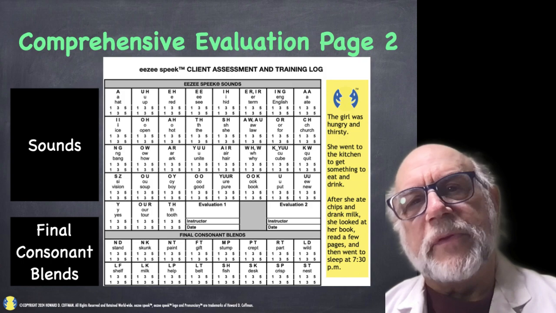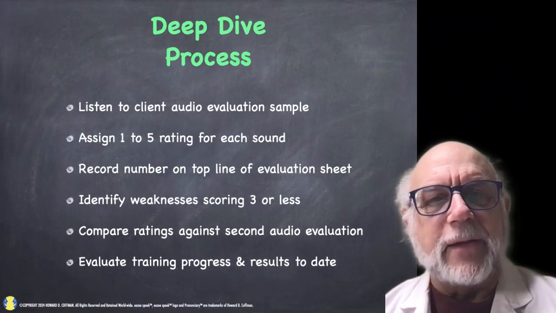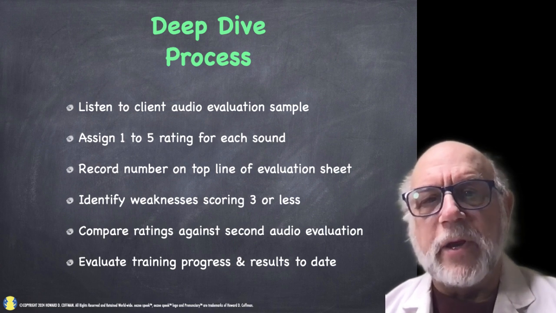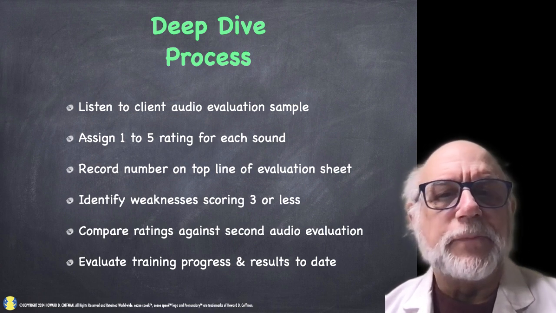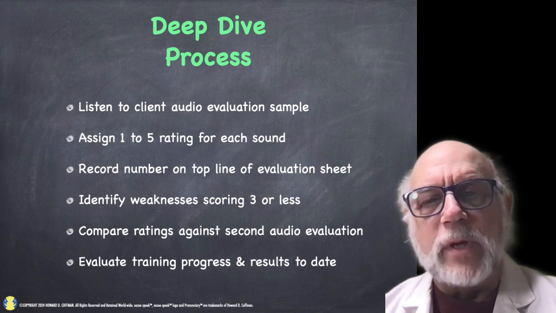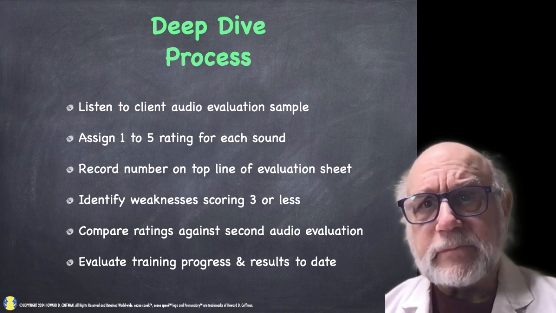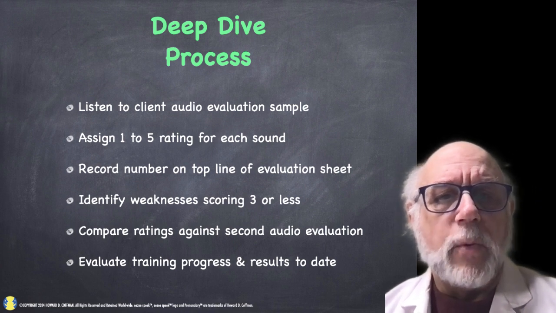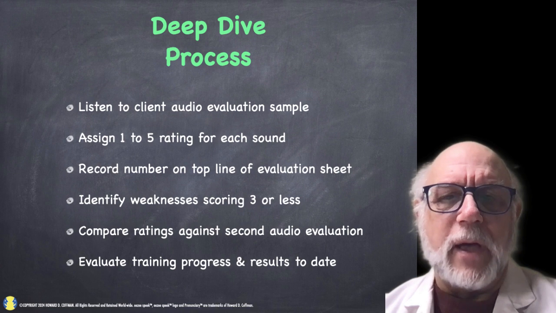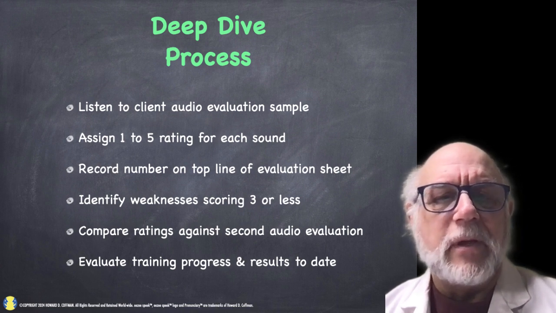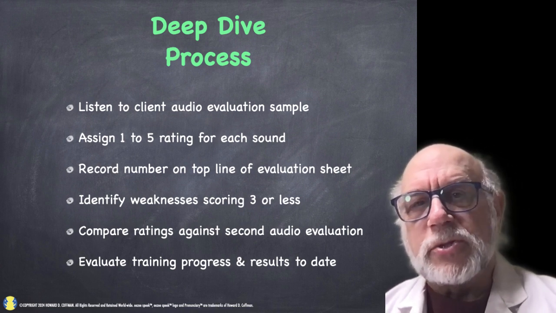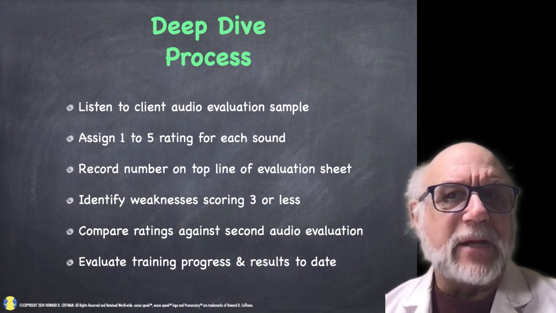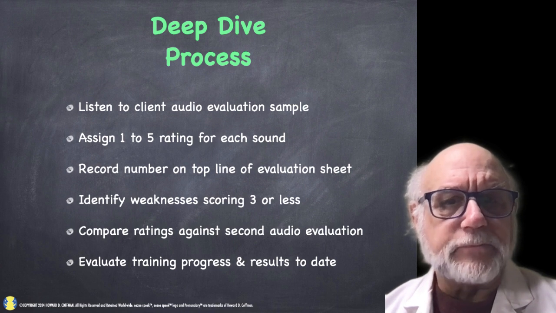Let me review with you what the process is like for us today. We're going to listen to a client audio evaluation example. A rating of 1 to 5 will be assigned for the quality of the pronunciation that we're hearing. We're going to record that number on the top line of the evaluation sheet. We're going to look for scores, ratings, if you will, of 3 or less, and identify them as additional work.